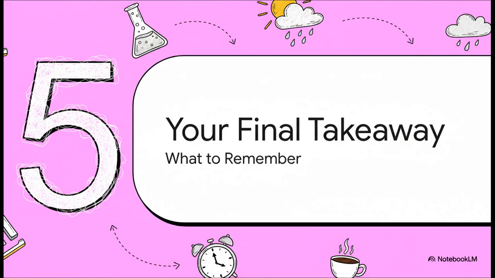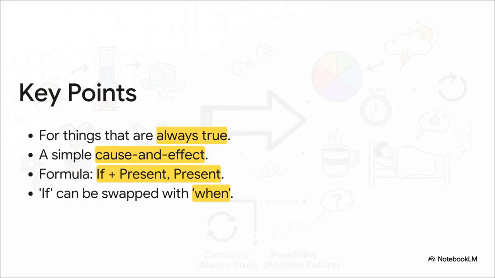Whew, we've covered a lot of ground. So let's wrap it all up with a few key takeaways to make sure this all really sticks with you. If you only remember 4 things from this whole explainer, make it these. Number 1, zero conditional is for 100% true facts. 2, it's all about that simple cause and effect. 3, that magic formula is if plus present simple, present simple. And 4, you can often swap if with when. That's really the core of it right there.